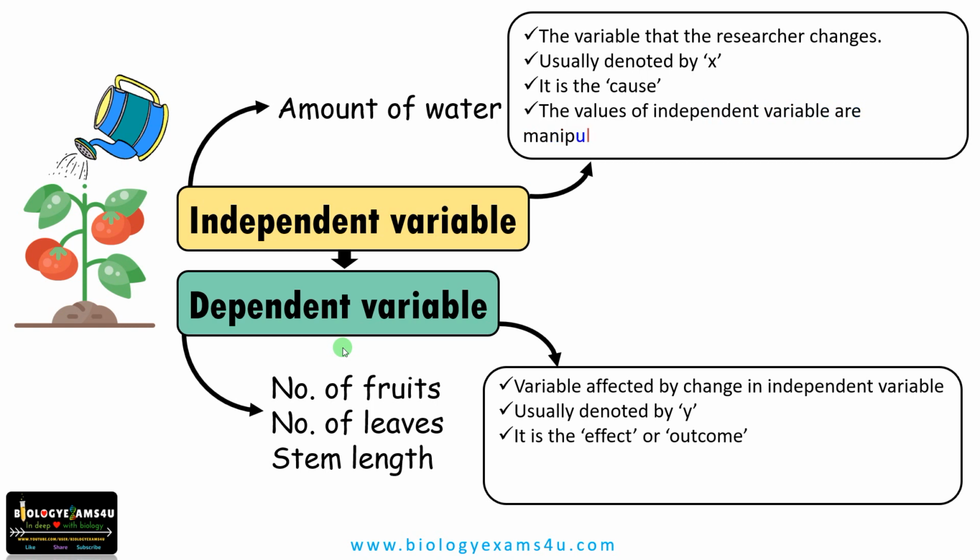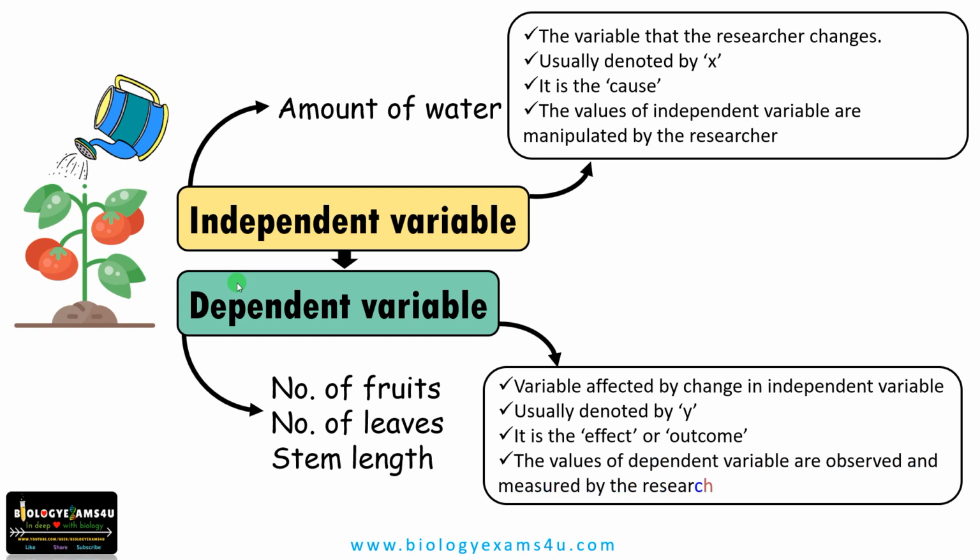And finally, the values of the independent variable are manipulated by the researcher. Here, the amount of water we have given is 2 liters, 3 liters and 4 liters in different treatments. So the researcher has the independence of changing the amount of the independent variable. Whereas in the case of the dependent variable, the values are observed or measured by the researcher in an experiment. The researcher at the end of the experiment can count the number of fruits or leaves or stem length like that.